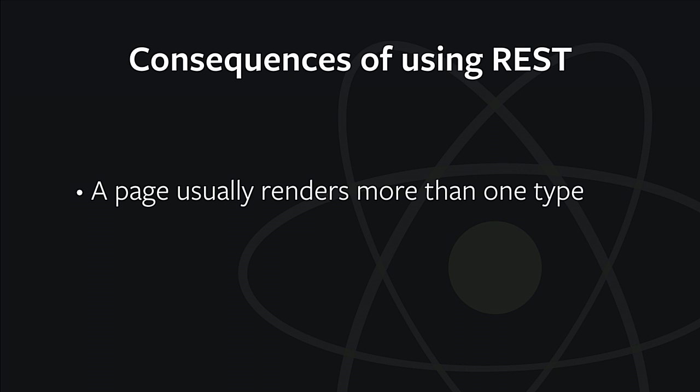A page involves a lot of different types. Imagine we are Facebook. We want to render a profile, which is a type. We want to render photos, news. And if we take the REST approach, we will end up having a lot of HTTP requests.